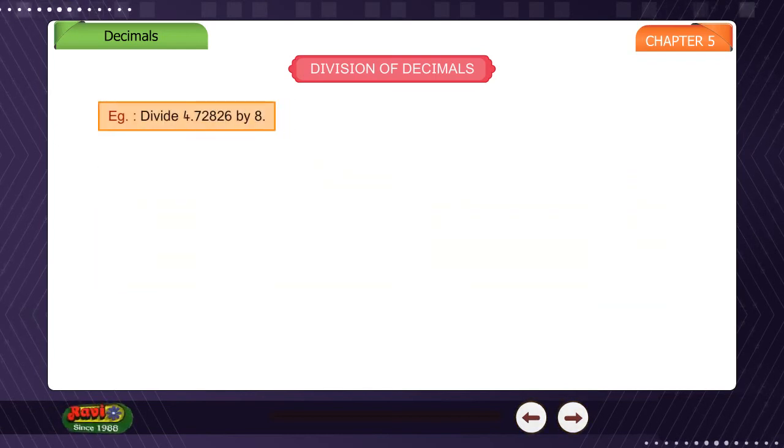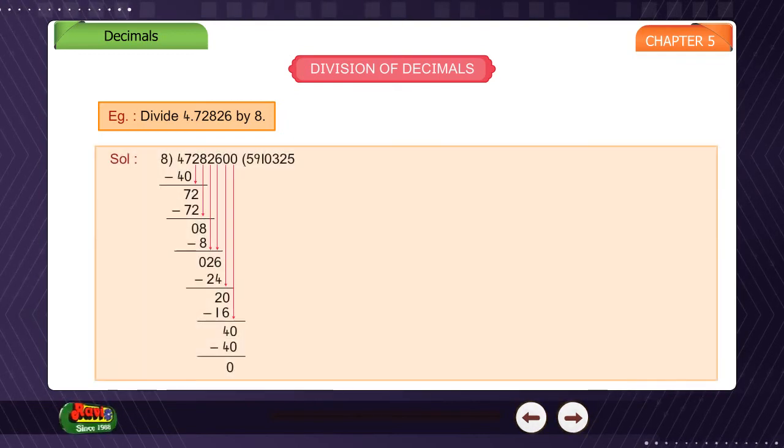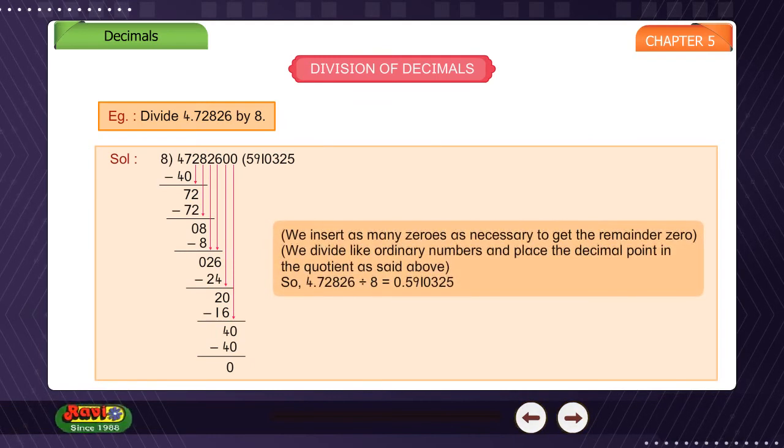Example: divide 4.72826 by 8. Solution. We insert as many zeros as necessary to get the remainder zero. We divide like ordinary numbers and place the decimal point in the quotient as said above. So 4.72826 divided by 8 is equal to 0.5910325.